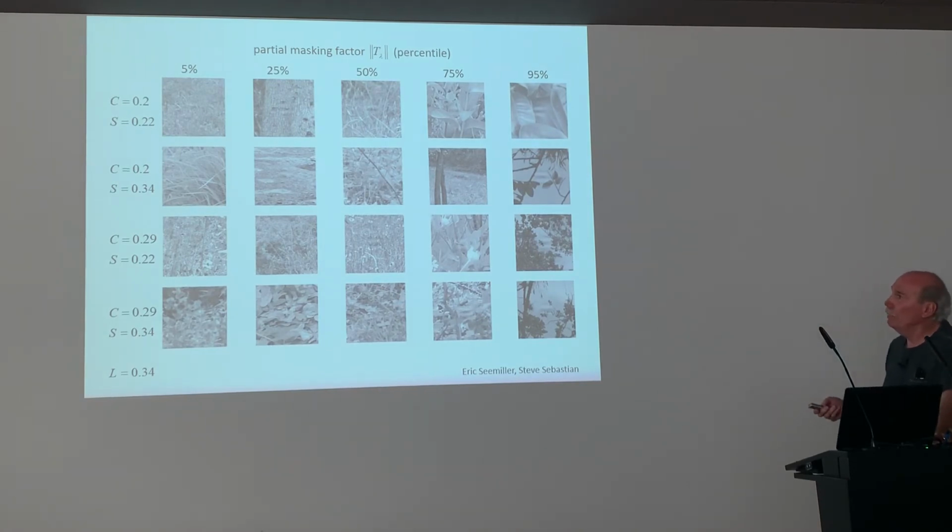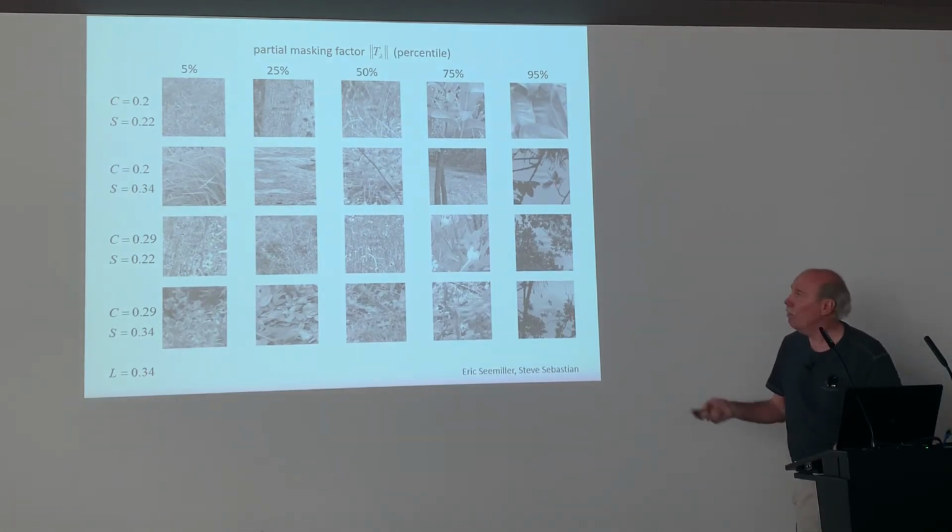You say 5%, 25%; these are just percentile bins of this thing, on the partial masking factor. So this is low partial masking factor. It's a homogeneous texture. We're in the same bin though, and so as you go over here, there's more modulation and it gets easier to detect the target.